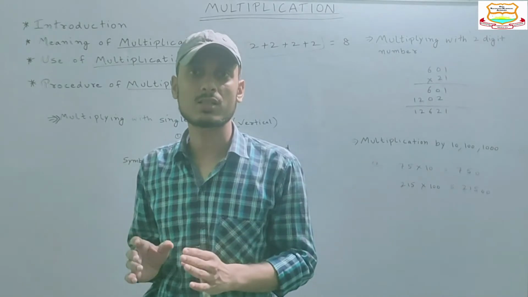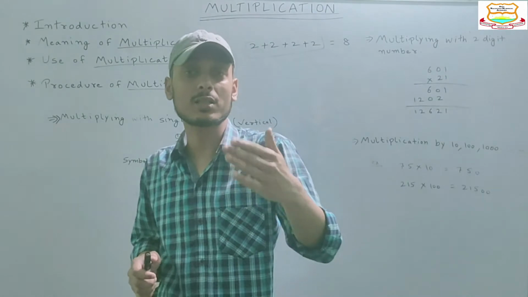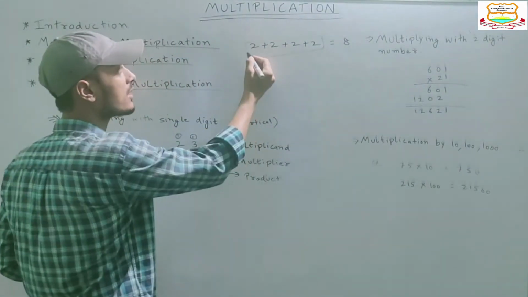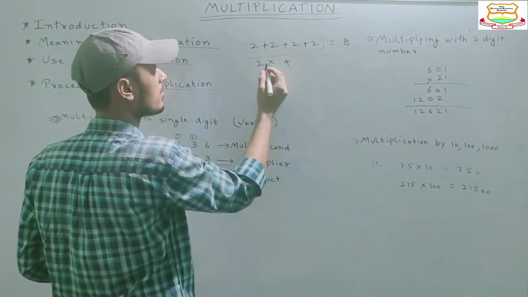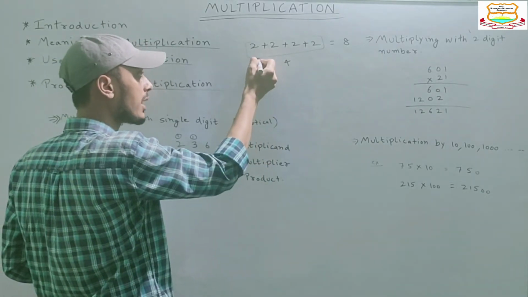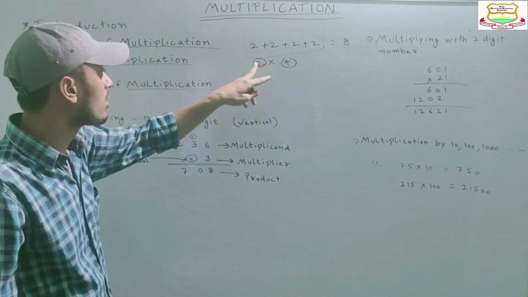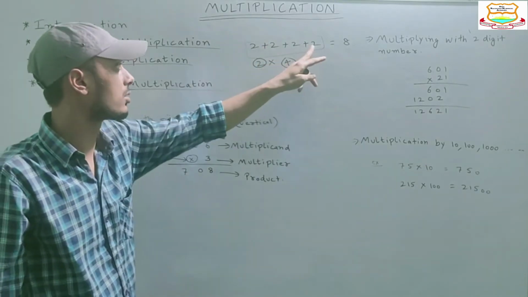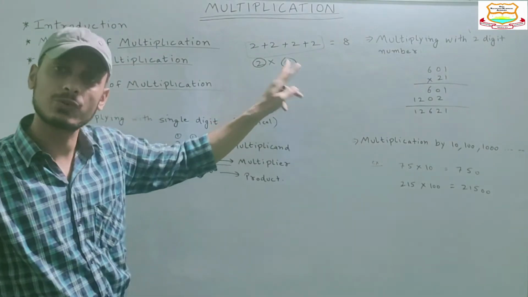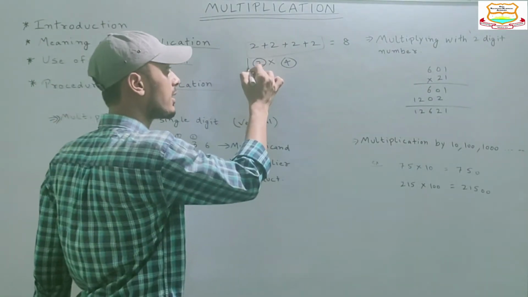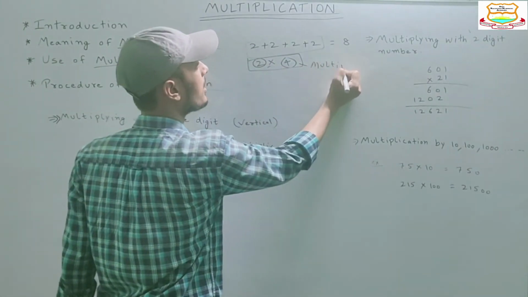Multiplication can be defined as the repeated addition. So this repeated addition we can write as 2 into 4, meaning the number which is being added, and how many times it is added. 2 is added again and again, and it is added 4 times. Then we can write it mathematically like this. This is called multiplication.